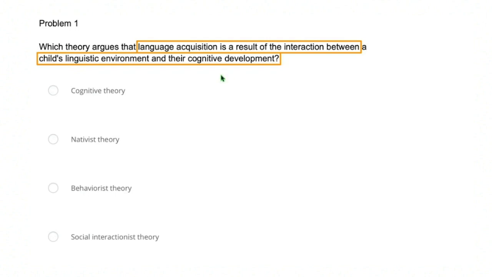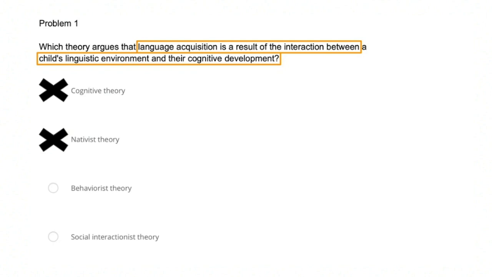Let's look at the first option again. Cognitive theory. Cognitive theory studies how people learn, think, and understand. So while it connects to the cognitive development part of the question, it doesn't connect to the linguistic environment part. Nativist theory is the idea that we are born with the ability to learn language. So this one connects to the language part of the question, but it's not about acquiring language. It's about the ability to learn language.